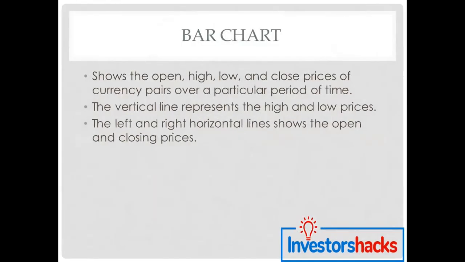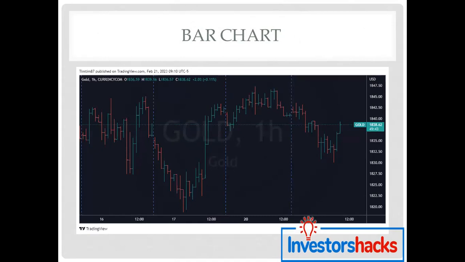We have bar charts, and bar charts show the open, the high, the low, and the close prices of currency pairs for a particular period of time. The vertical line represents the high and low prices, and the left and right horizontal lines show the open and closing prices.